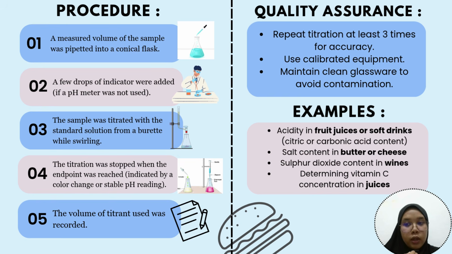After the experiment was done, we can calculate the concentration of the analyte by using the titration formula, which is M1V1 equals M2V2. For quality assurance, repeat the titration at least 3 times for accuracy, use calibrated equipment, and maintain clean glassware to avoid contamination. Here are some examples of food and beverages that we can use for the experiment: fruit juice or soft drinks, butter or cheese, and wines.